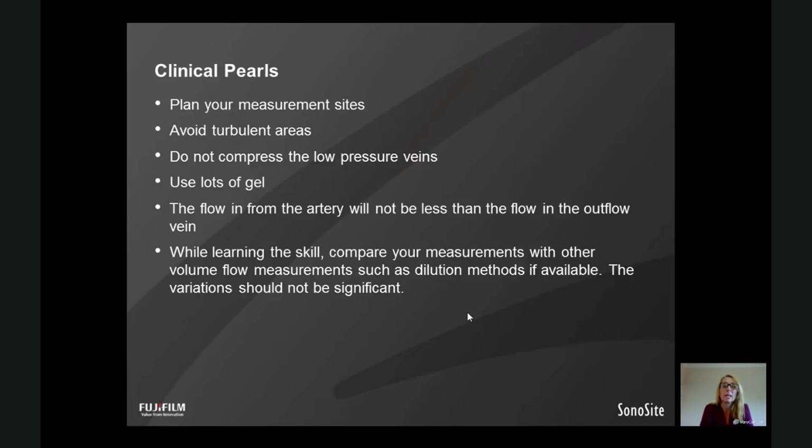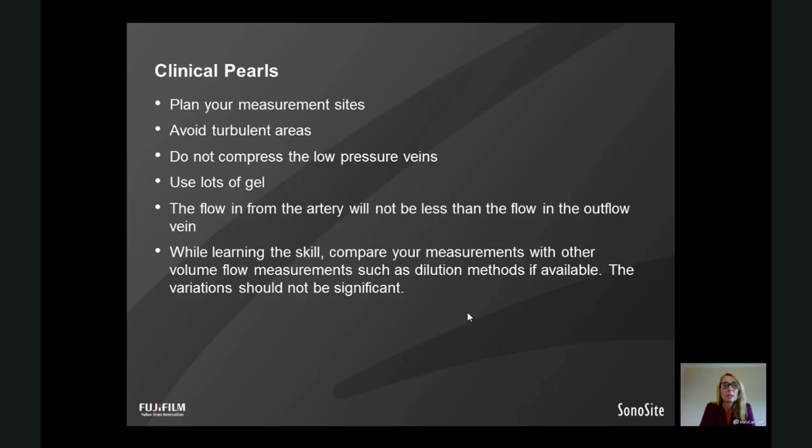While learning the skill, compare your measurement with other volume flow measurements such as dilutional methods, if you've got those available to you in your unit. I used to use the ultrasound dilution method and then compare it to my ultrasound volume flow measurements, sort of as a double check to make sure that I was doing them correctly. And I found that they were very, very similar. I didn't find much variation once I got my technique down pat.